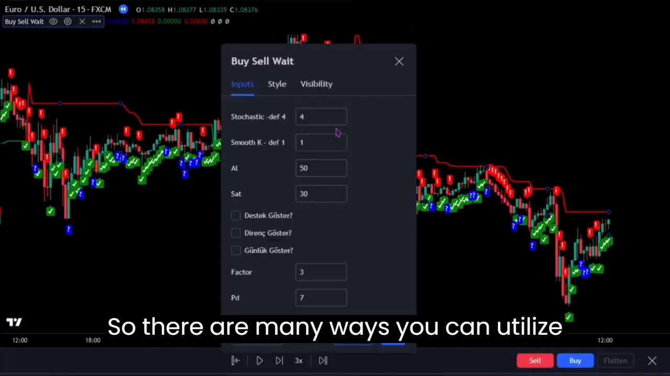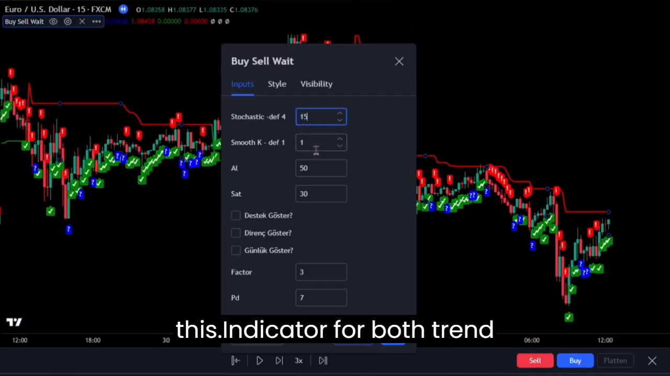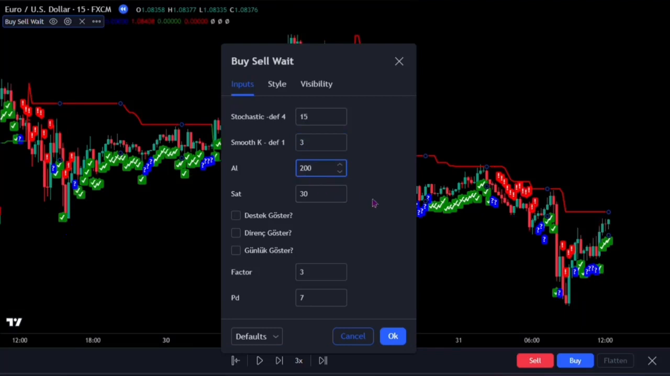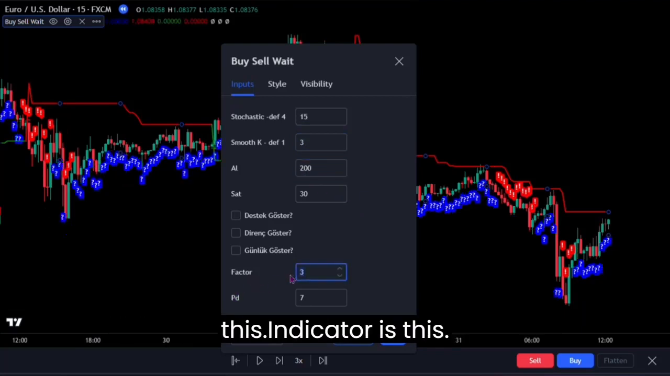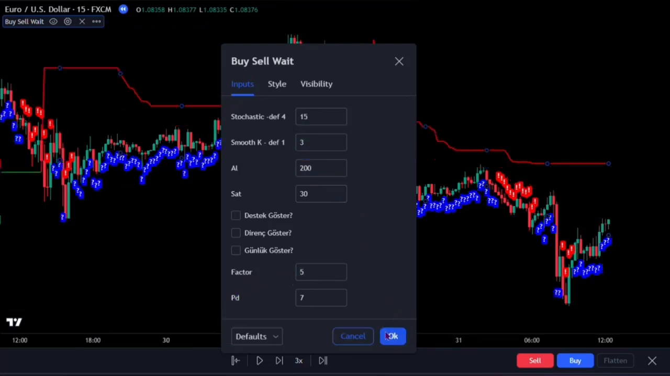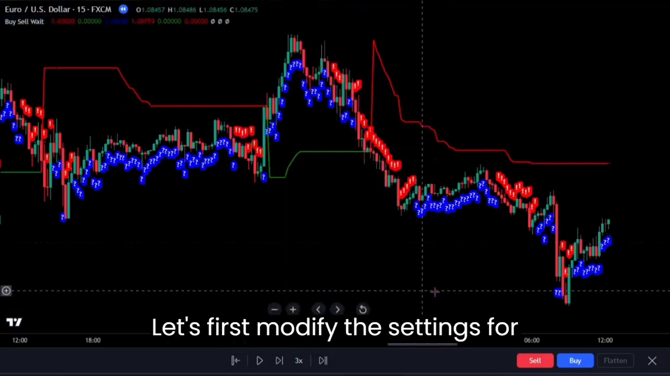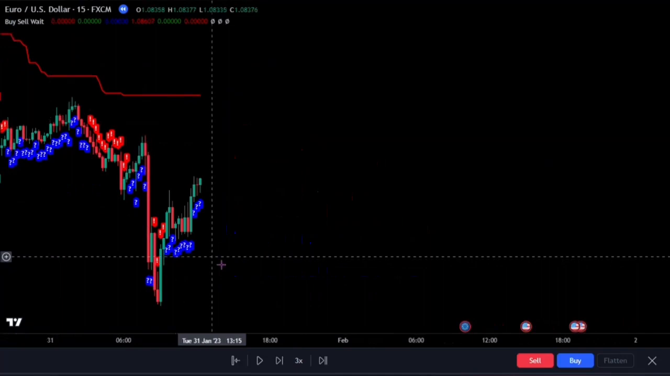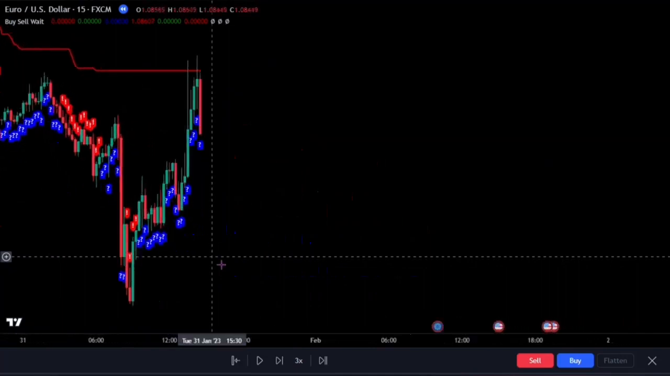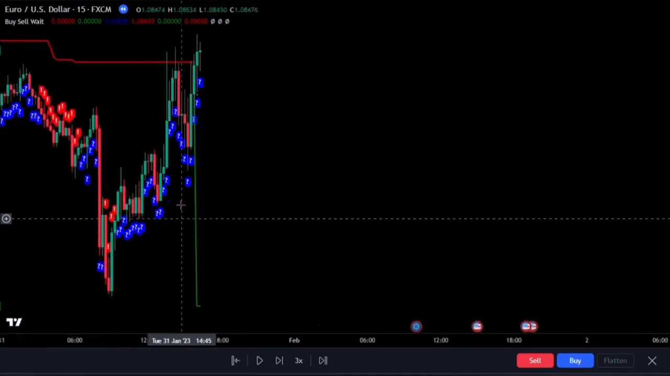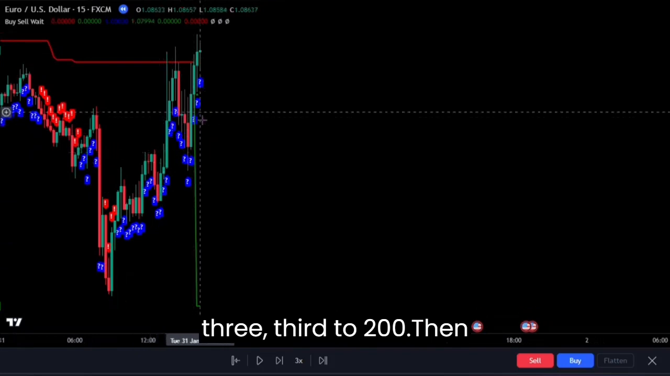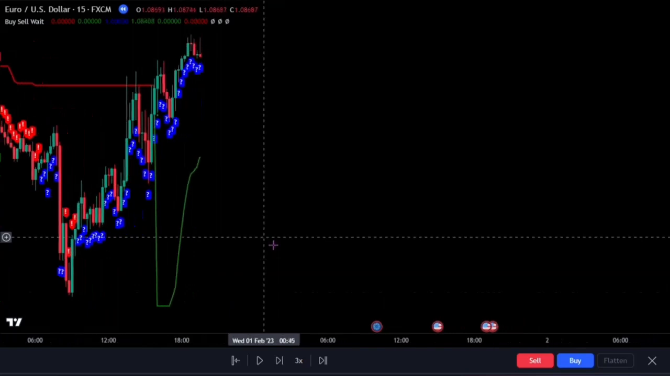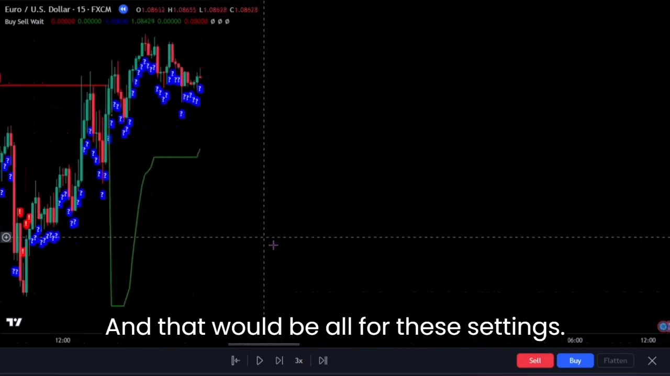So there are many ways you can utilize this indicator for both trend followers and reversal traders. But one of the best ways I found to use this indicator is this. Let's first modify the settings for better understanding. On the input, change this first setting to 15, the second to 3, third to 200. Then below here, change the factor to 5. And that would be all for these settings.